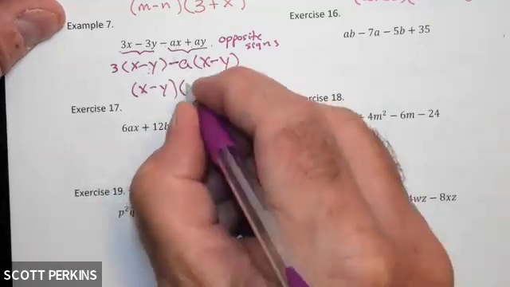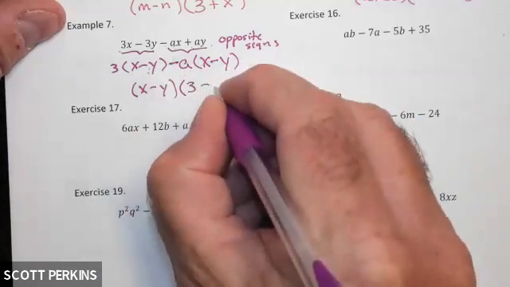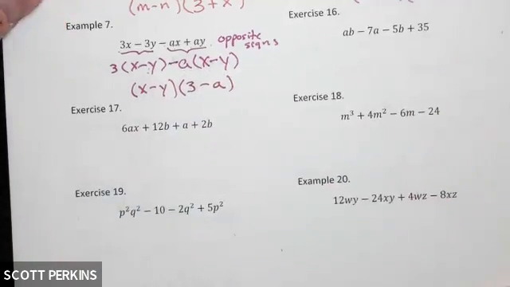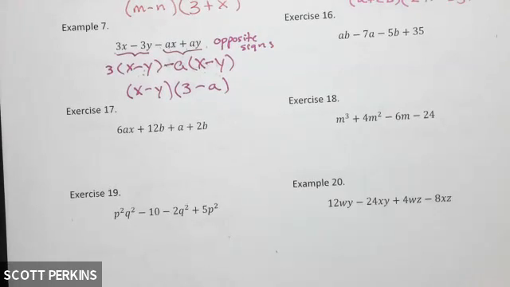And then the first term has a 3. The second term has a minus a. And there's my fully factored expression. All right, well, try exercise 16.